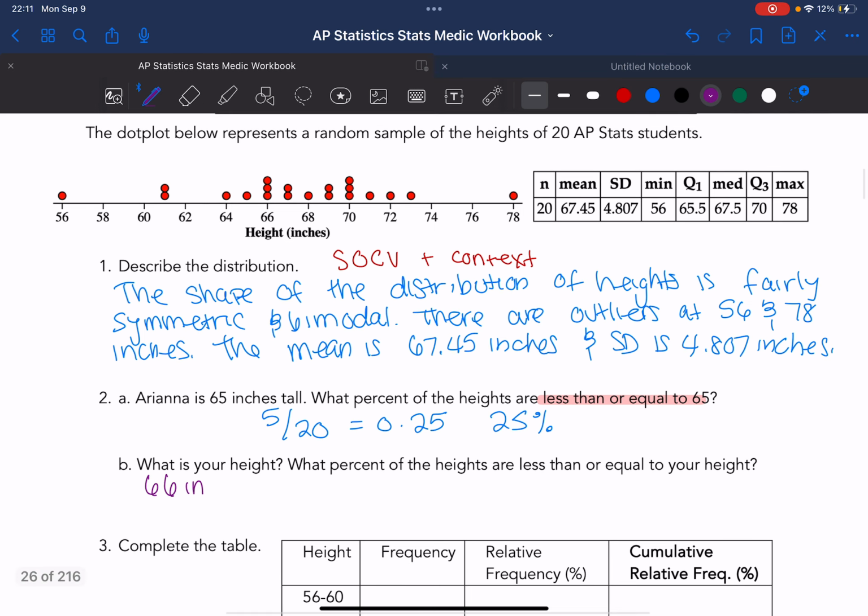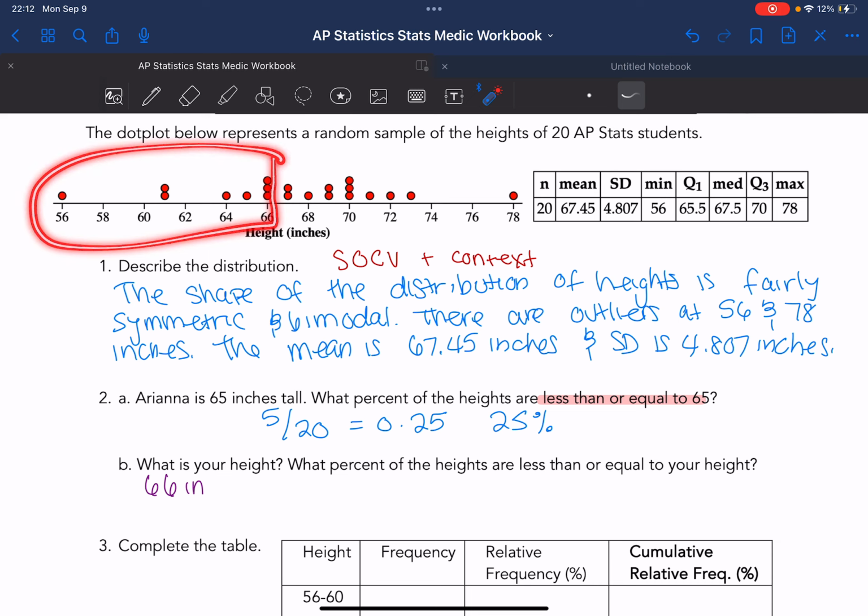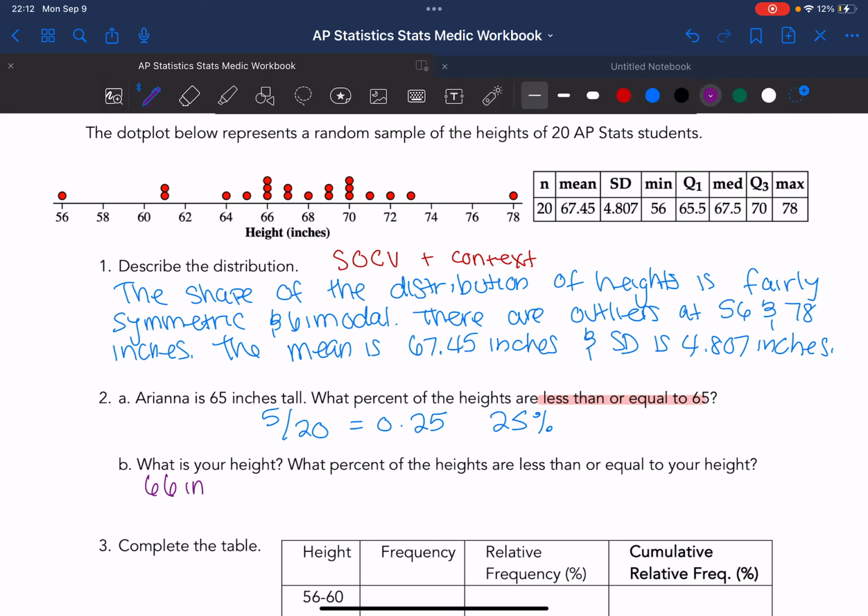So I need to find all the heights that are less than or equal to my height. So 66 inches, that's right here. So I'm counting all these. So I have 1, 2, 3, 4, 5, 6, 7, 8. So I have 8 out of 20, which is going to give me 4 out of 10, 40%. So I have 0.40, which gives me 40% of people are less than or equal to my height. Okay, so again, this is going to vary based on what your height is.